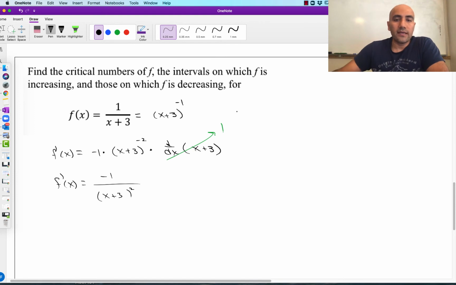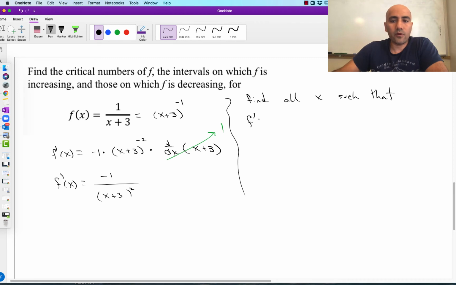That's step 1. Next, we want to find all the values of x such that the derivative equals 0 or is undefined. Similar to the example before, find all x such that f prime of x equals 0 or f prime of x does not exist. That's what we want to look for. There's going to be no solutions for this one.